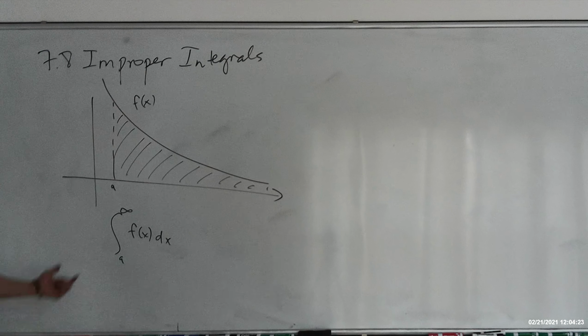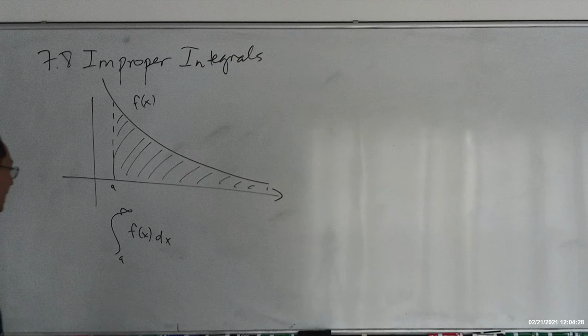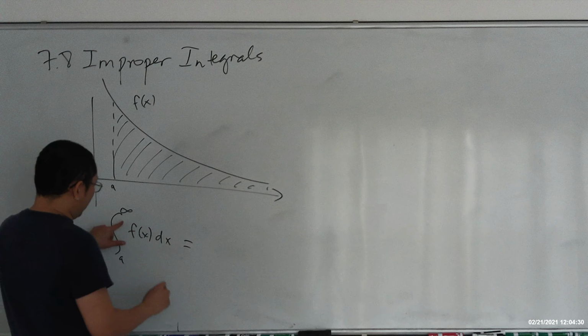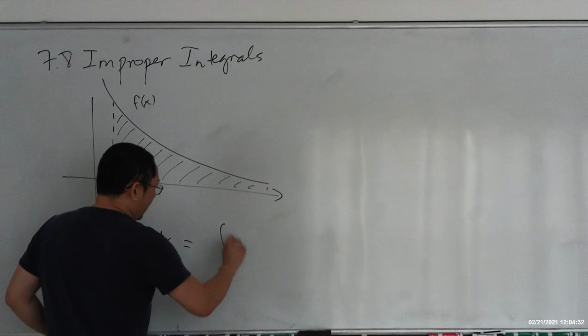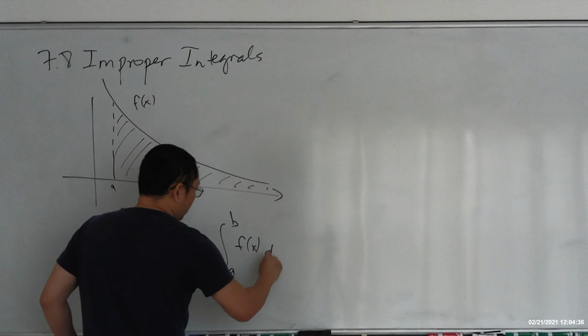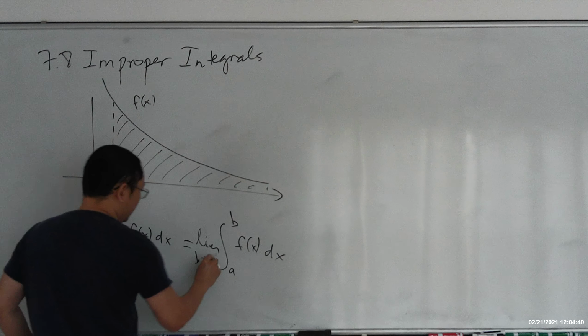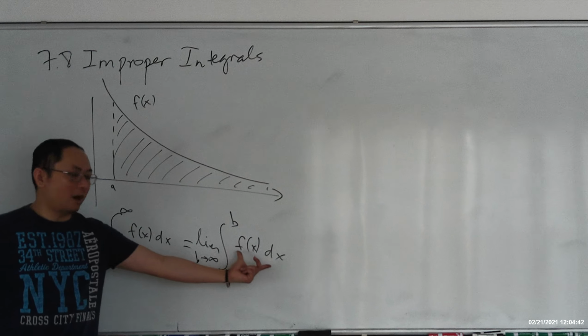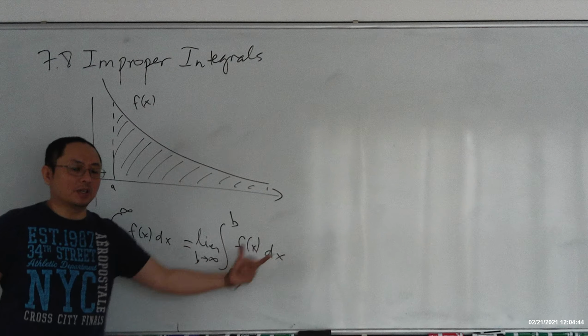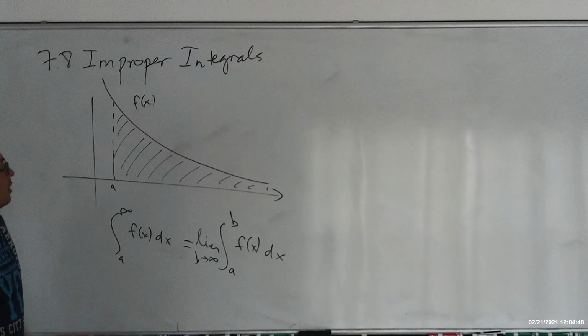Okay. So how do you calculate that integral? How do you take care of this problem? The idea is this. We think of this as the integral from a to b of f of x dx, and then we take the limit where b goes to infinity. You see? So really we do the problem the same way as before, and after having the answer, we take the limit as b goes to infinity. And that's called an improper integral.